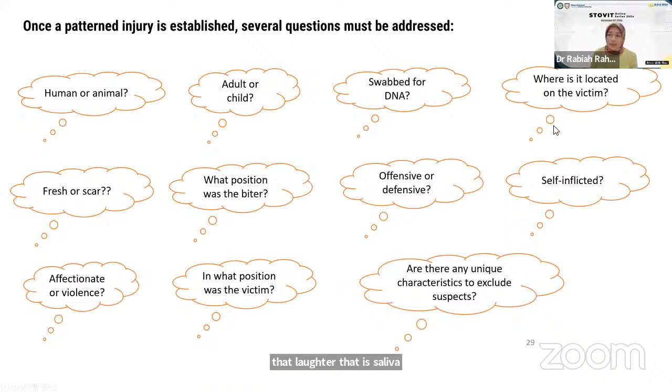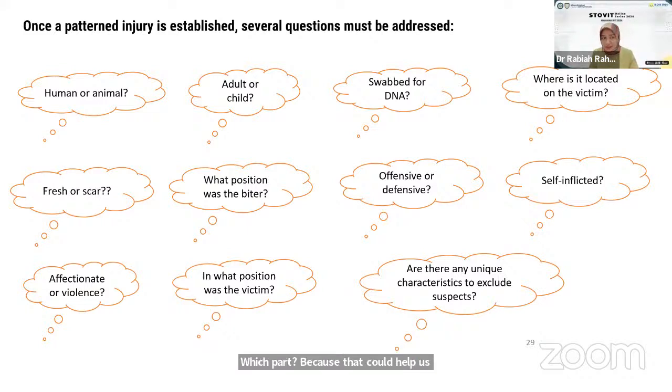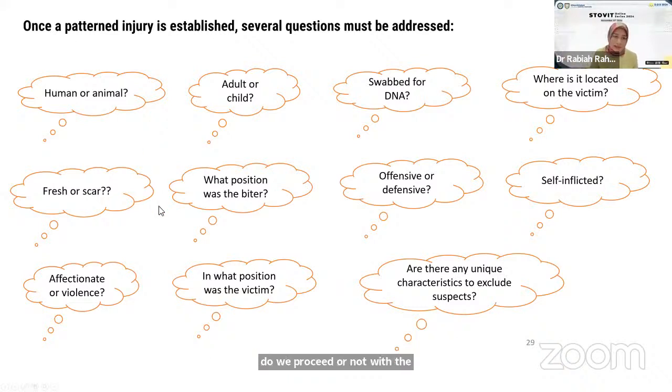Then we have to think, where is it located on the victim? Which part? Because that could help us determine, oh, this could be self-inflicted. Is it fresh or is it a scar? Because from there we determine whether we proceed or not with the analysis. Is it worth proceeding with the bite mark analysis?